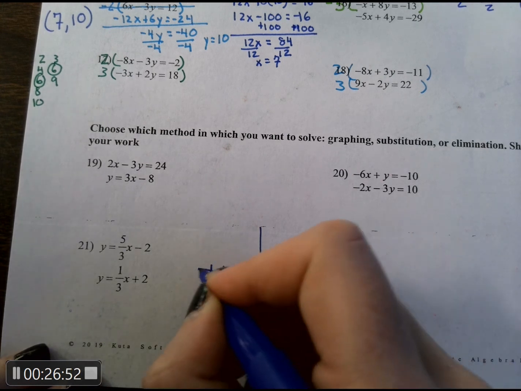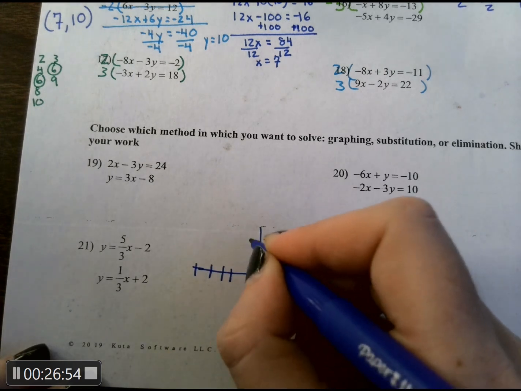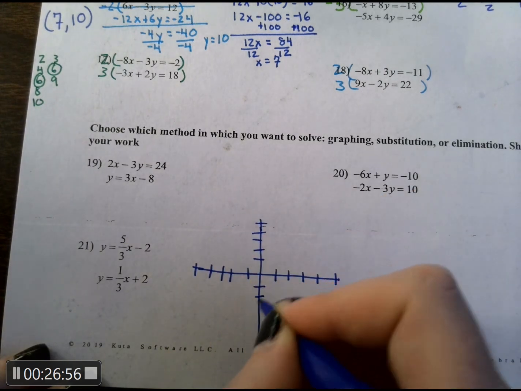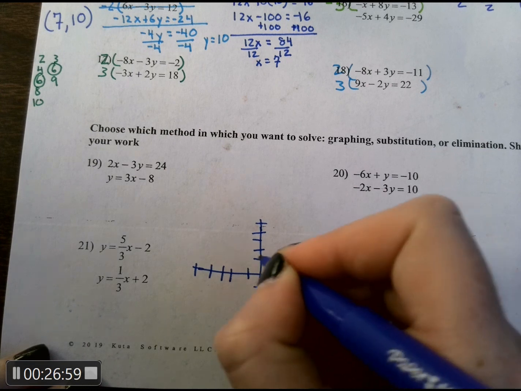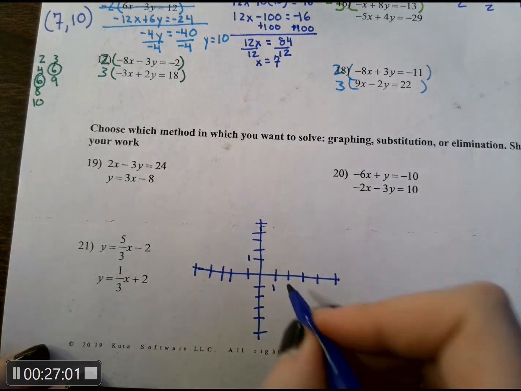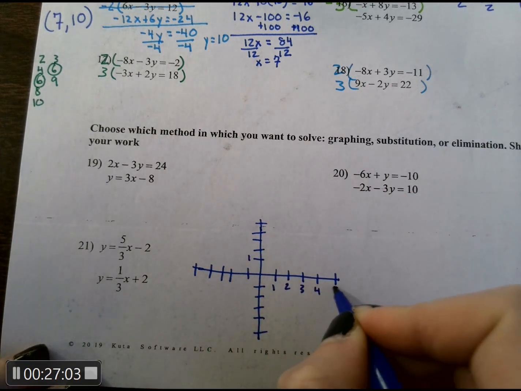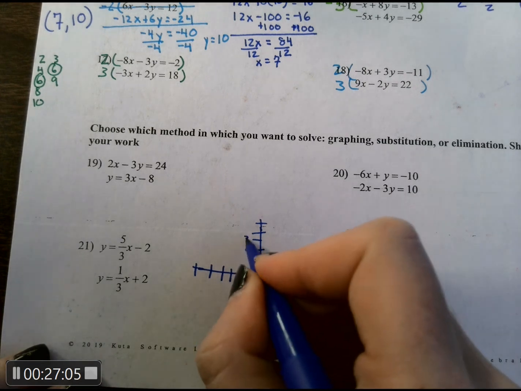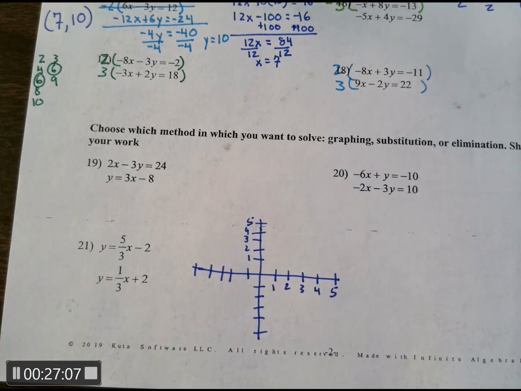Just like this. And then make sure you tell me your scale. Like 1, 2, 3, 4, 5. 2, 3, 4, 5. And then I'll know what you're talking about.